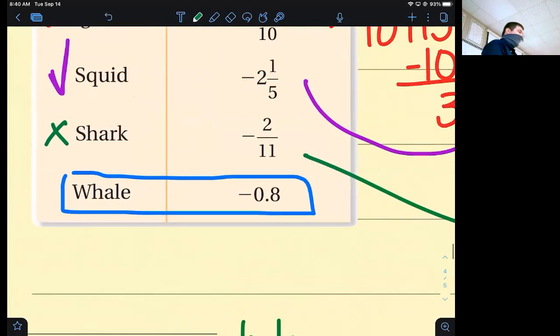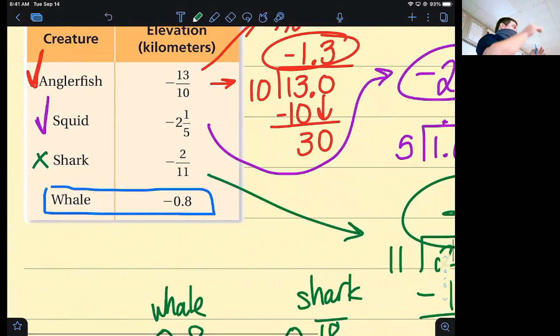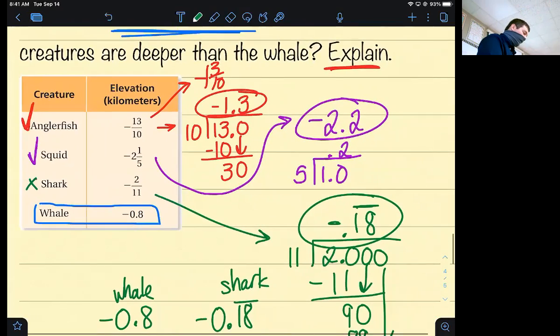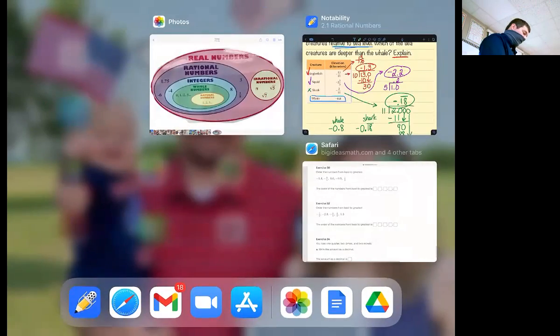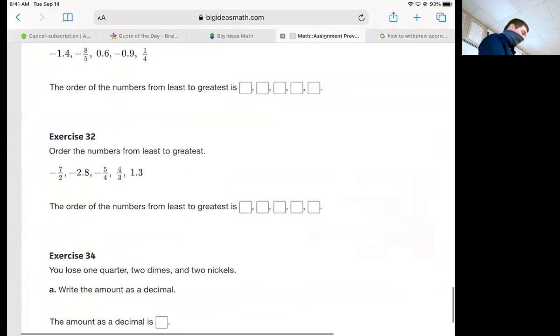That makes sense because when we think of sharks, we see them floating around towards the top of the water with their fins hanging out, right? I've seen pictures of whales coming out of the water, but I see way more sharks than I do whales. So sharks are not quite as deep as the whales. Questions on that? Okay, you have two homework problems from last night's homework, number 30 and number 32.